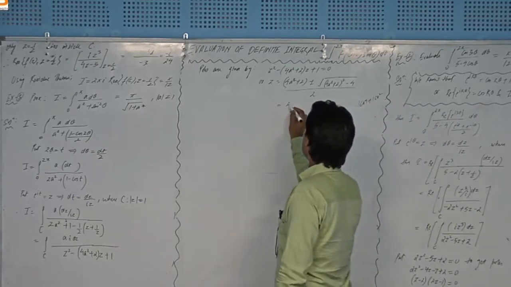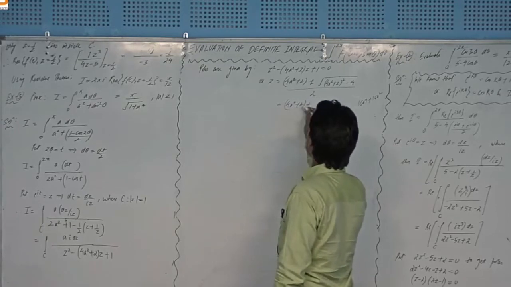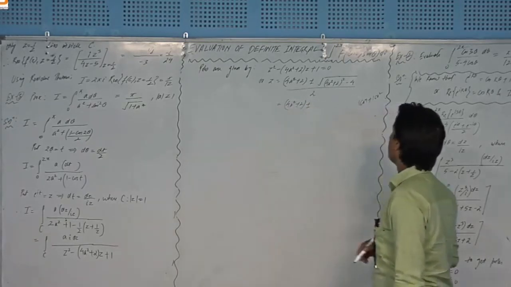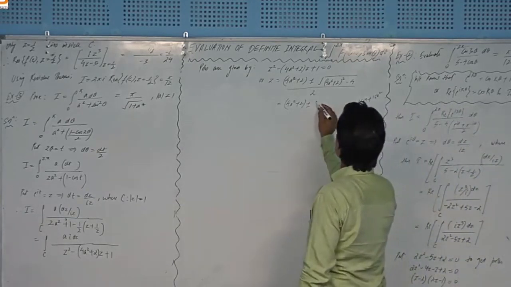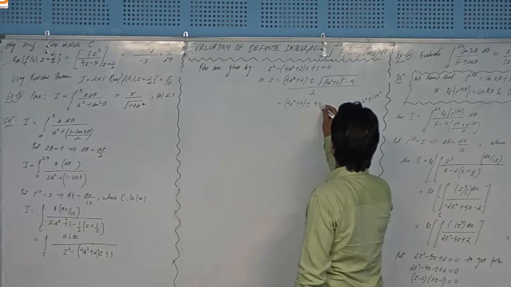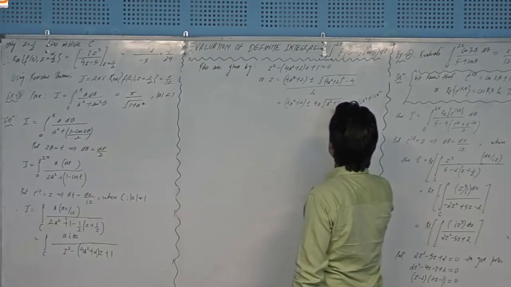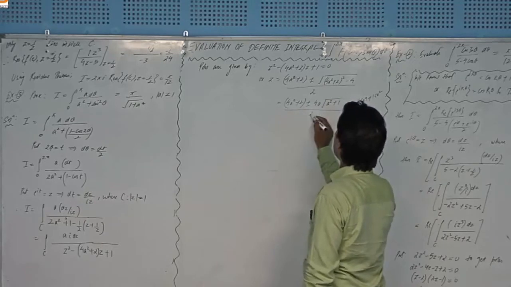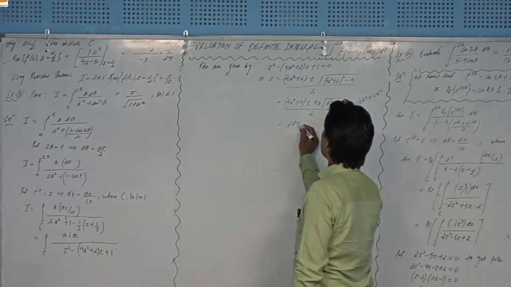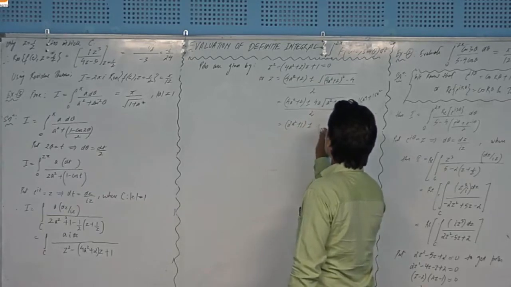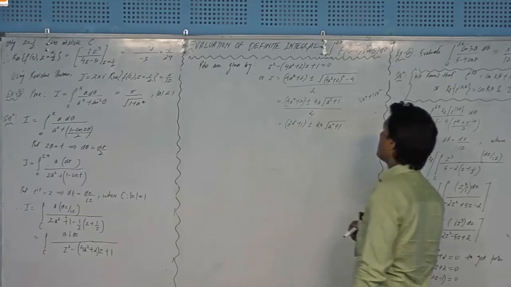So we'll have 4a square plus 2, and it will be plus minus, and inside our square root we have this thing, so 4 will come out, I think 4a square, then 4a, and ultimately we'll be left with a square plus 1, right? And in the denominator we have 2. So after cancellation we'll have 2a square plus 1 plus minus 2a square root of a square plus 1, right?